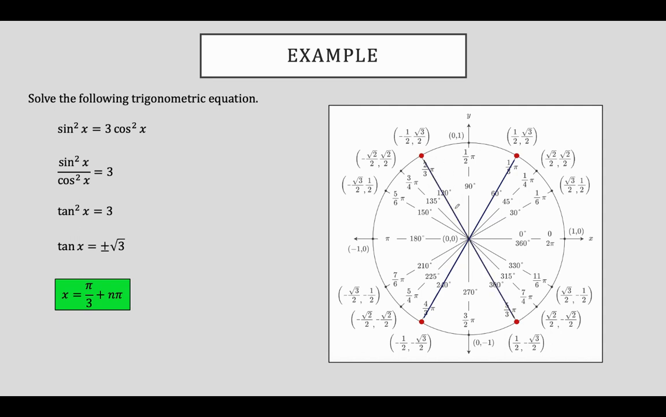Notice that they are exactly pi radians apart. And to accommodate for all angles that terminate in either of these two locations, we can say x is equal to 2 pi over 3 plus n times pi. All right, there we have our general solution. These two answers account for all of our possible solutions to our trigonometric equation.